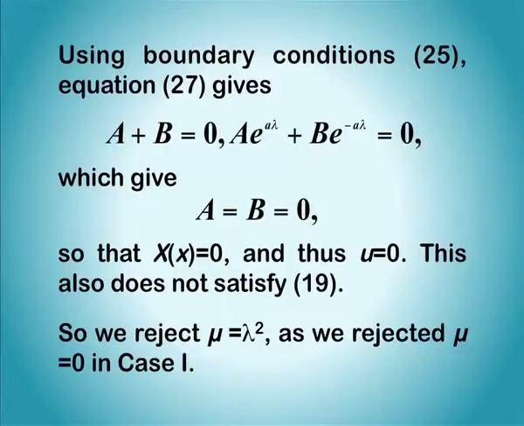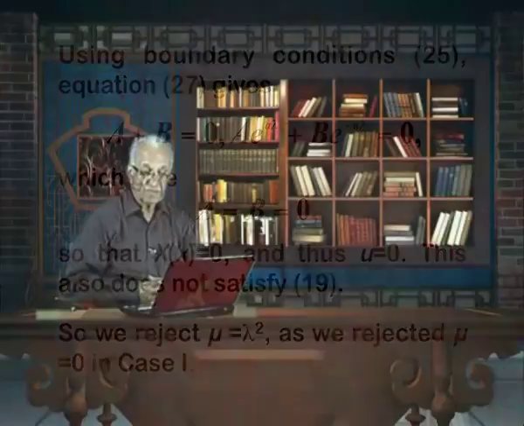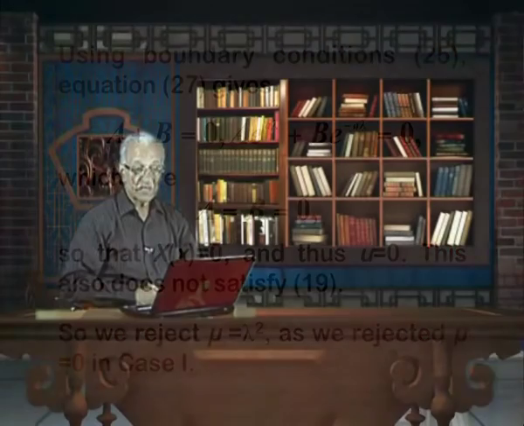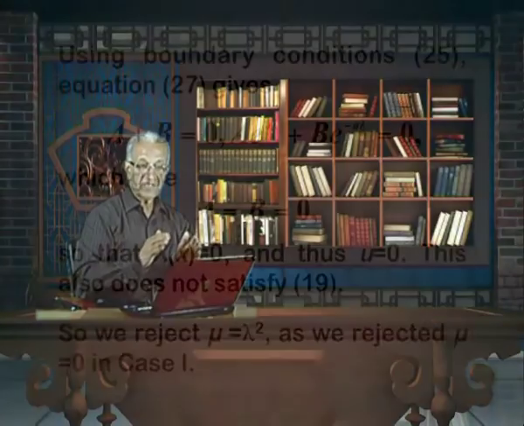There are two equations. One is a plus b equal to 0 and the second is a e to the power a lambda plus b e to the power minus a lambda, the sum of these will be equal to 0. Once again we have two equations here. A plus b is equal to 0, so that will give you a equal to minus b. The second equation is a e to the power a lambda plus b e to the power minus a lambda equal to 0. When you substitute this, obviously we get a equal to 0. I hope you have followed here. I am writing b equal to minus a.